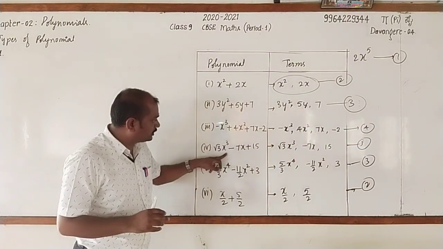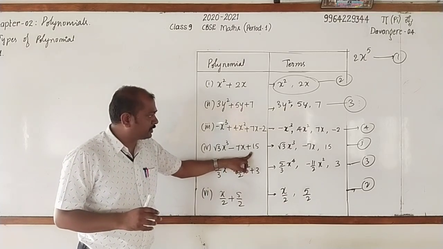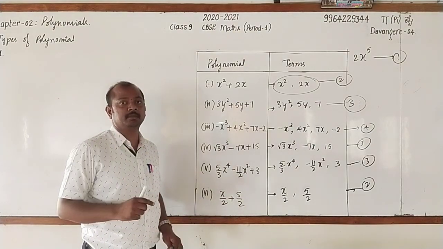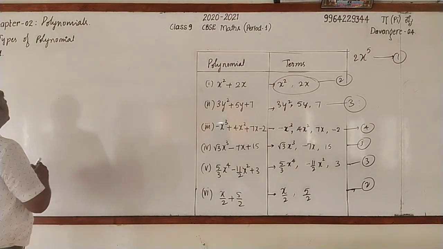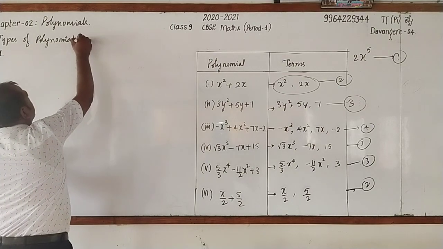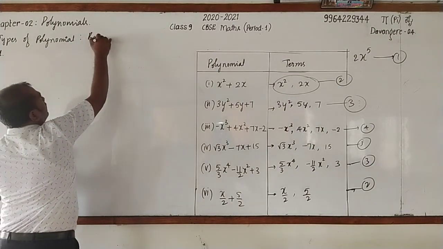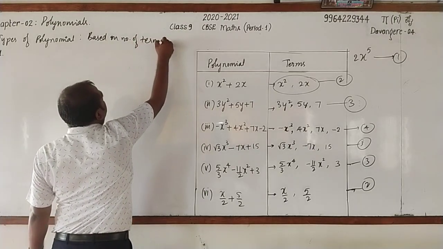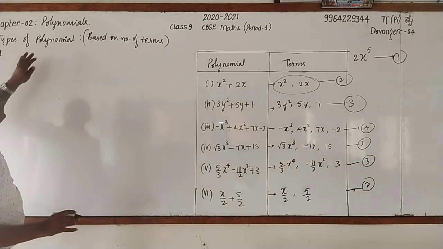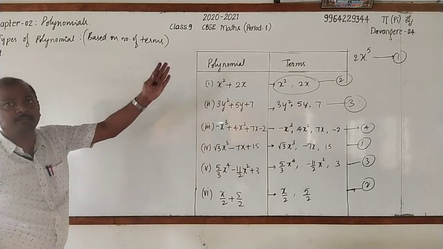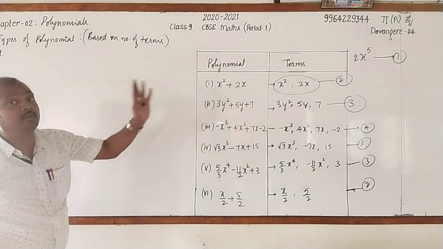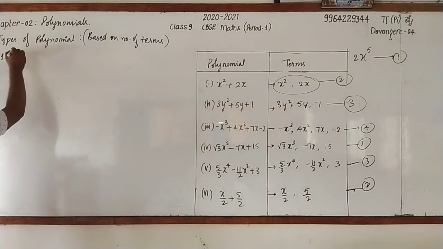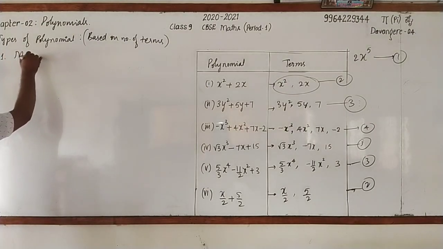Clear? What about this? It is trinomial because 3 terms. This is binomial. Got it? So, based on the number of terms, here I'll write. Based on number of terms, we can go for classifying polynomials into monomial, binomial, trinomial and multinomial. I'll go for writing first, one by one. In that first one is monomial.